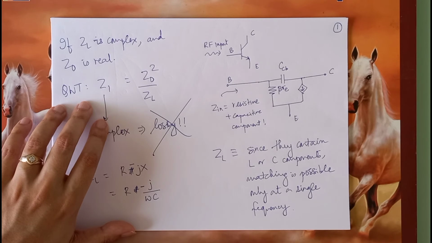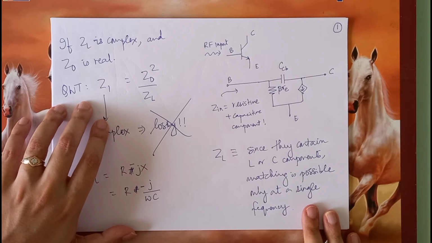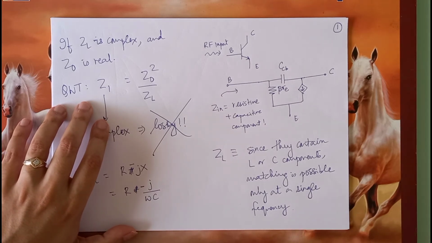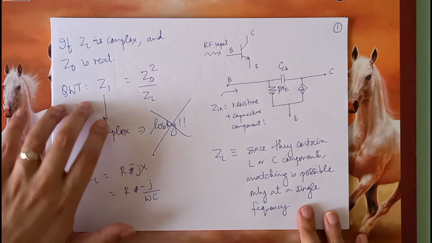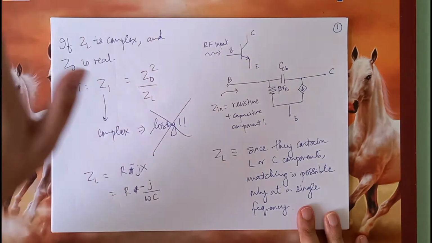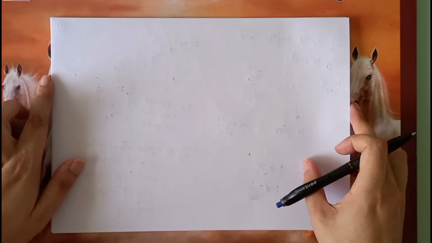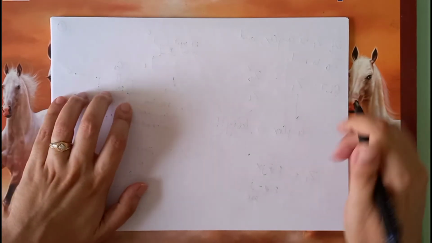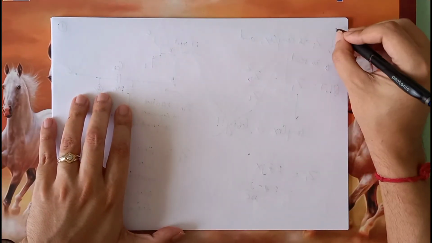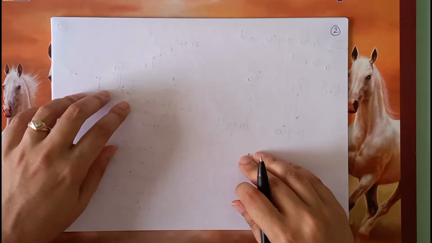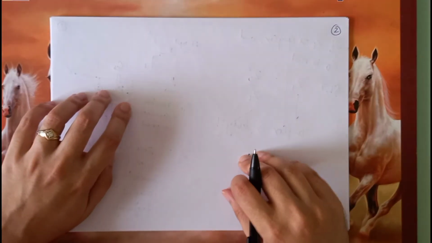So in this particular lecture, we shall take one step into understanding the bare minimum things that we need to match a complex load to a lossless transmission line. So let us take an example. The best way to understand some concept is to take an example and then follow it.